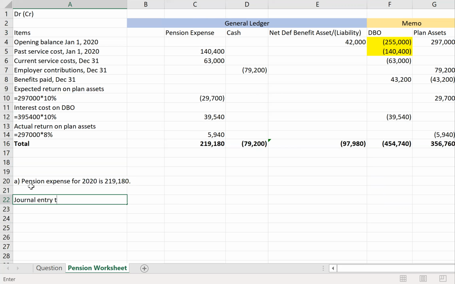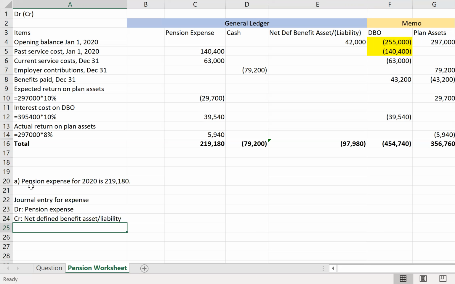Journal entry for expense is going to be debit pension expense, credit net defined benefit asset or liability. So our pension expense is here of 219,180. And so this is what's going to increase our net defined pension asset or liability of 219,180. And let's just pause and talk about this entry here. So we know that pension expense is 219,180, but remember that many of our entries that we recorded on our pension worksheet went between the corporation and the plan.